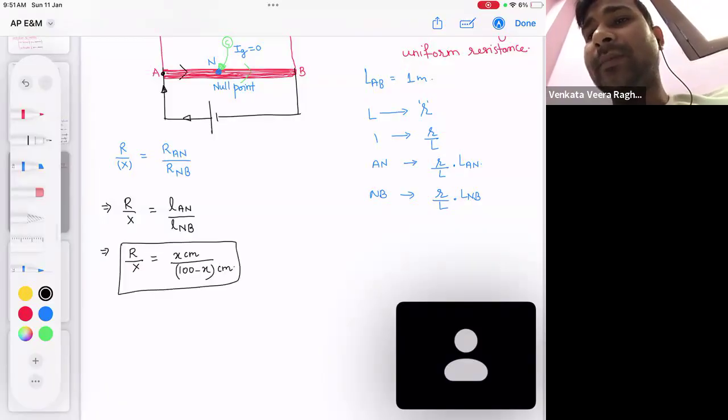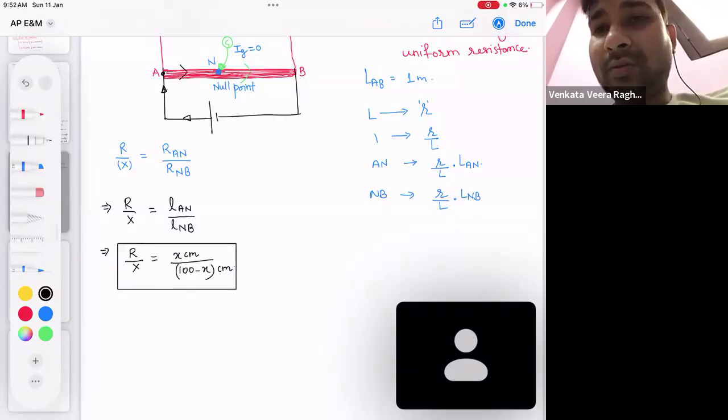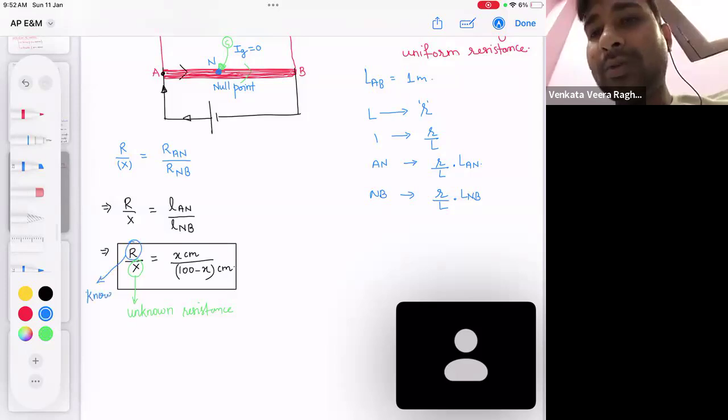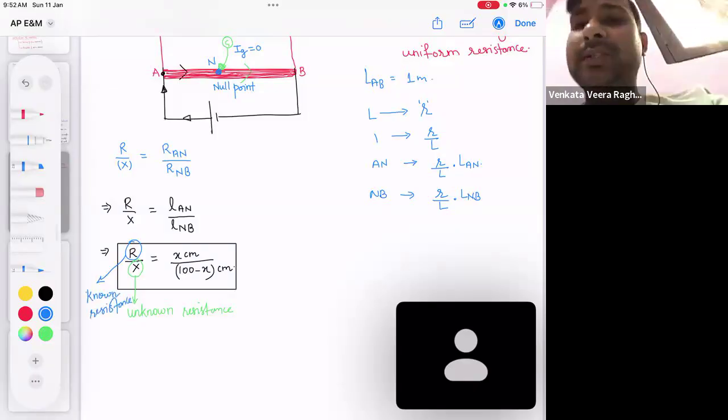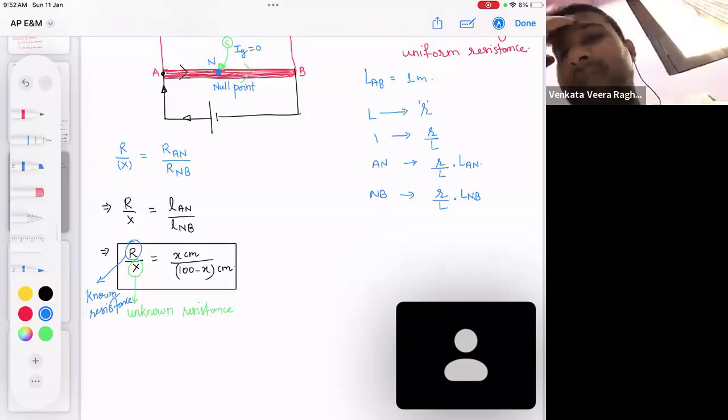So with the help of this experiment, we can find out this unknown resistance. Here X is the unknown resistance we want to find in this question. R is the known resistance. Understood? So if one of the resistances is known to me in the question, the other unknown resistance we can calculate. Is that clear?